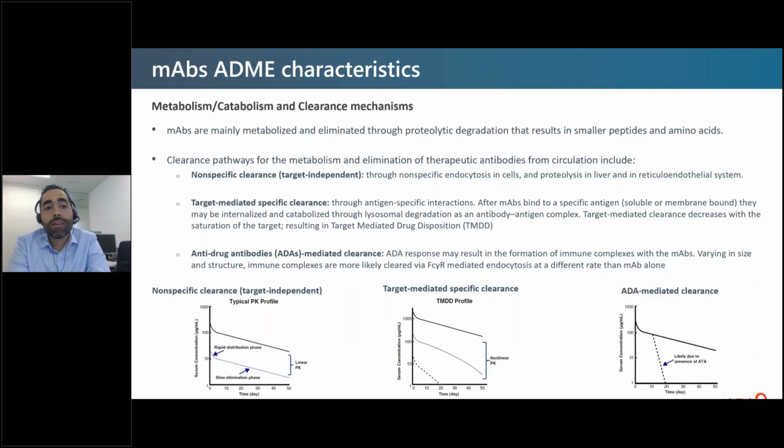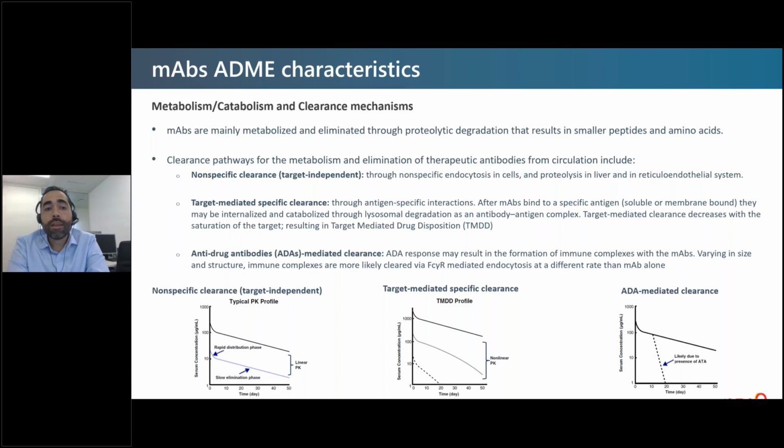Now regarding the metabolism, which we can also call the catabolism, and the clearance mechanisms, the MABs are mainly metabolized and eliminated through proteolytic degradation. This will result in smaller peptides and also in amino acids. The clearance pathways in the metabolism and the elimination can be classified in three mechanisms.